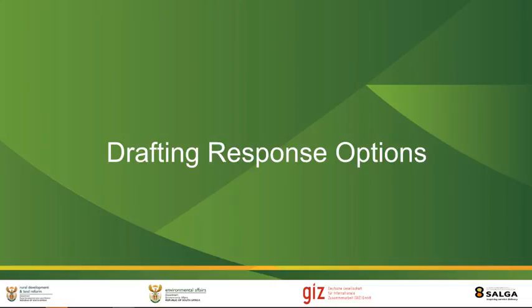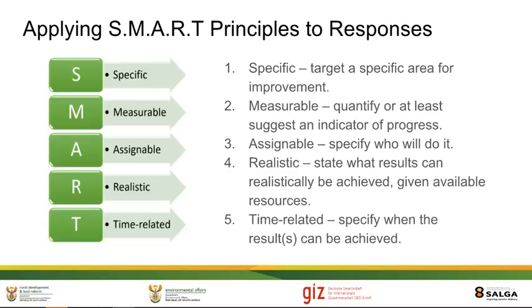Now, knowing these adaptation options and having gone through different examples of responses that can be developed or have been developed with the rural human settlements focus, you can start thinking about developing your own responses for your area based on the known vulnerabilities and risks from climate change. When thinking about responses, consider applying the SMART principles.